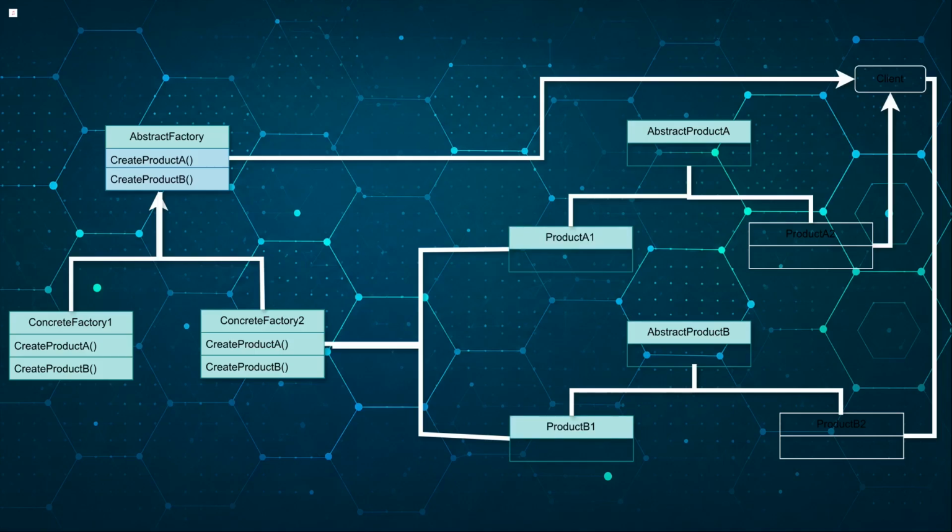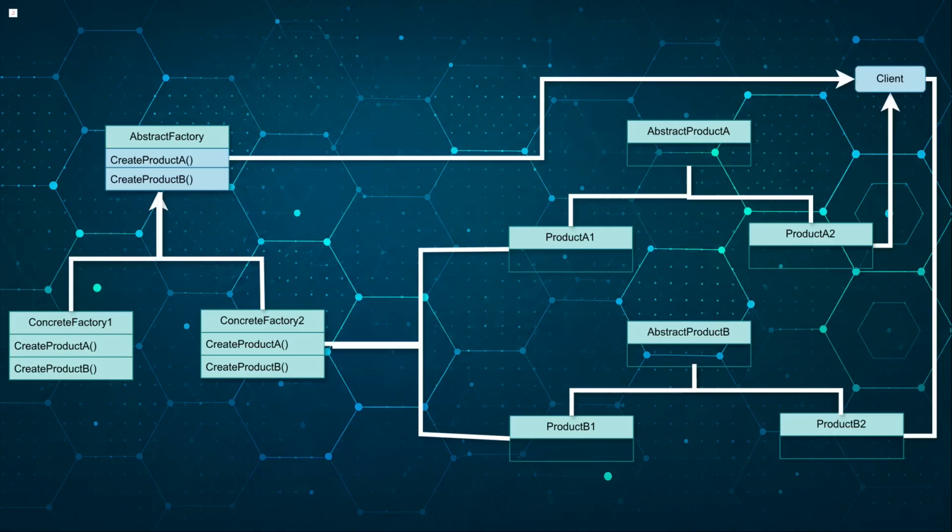Concrete product implements the interface defined by the abstract product. Declares the interface for a type of product object. Defines operations all concrete products must implement. Provides concrete behavior for Python applications functionality.